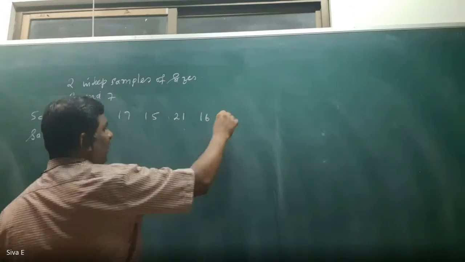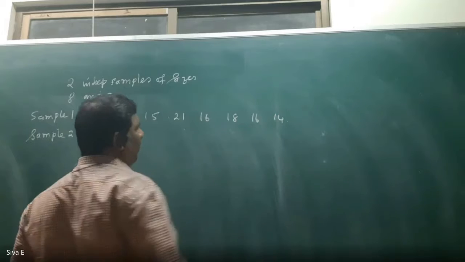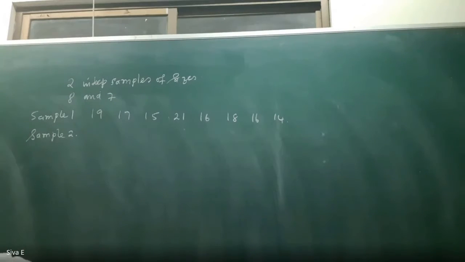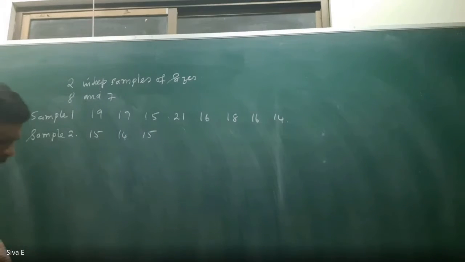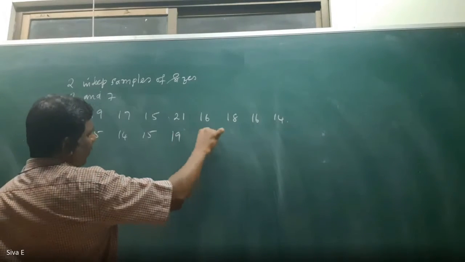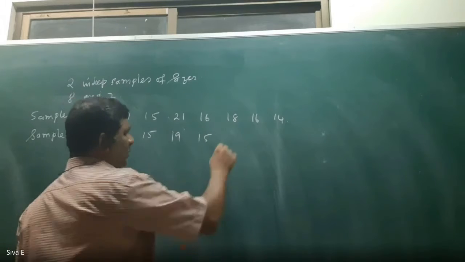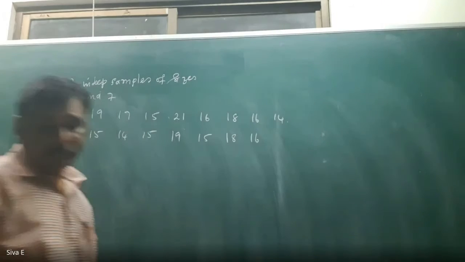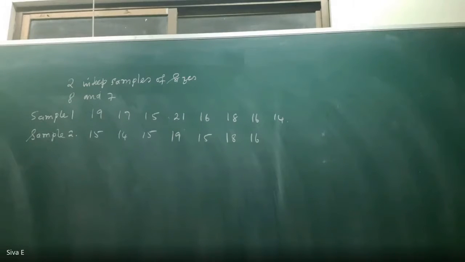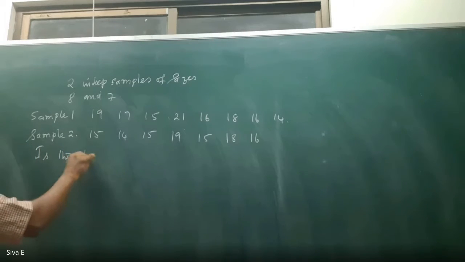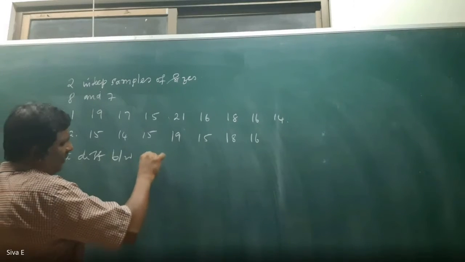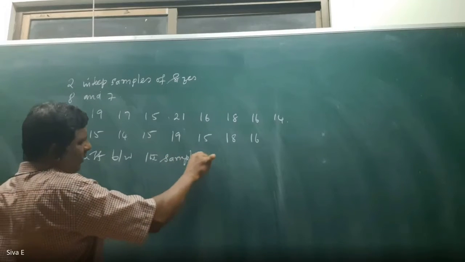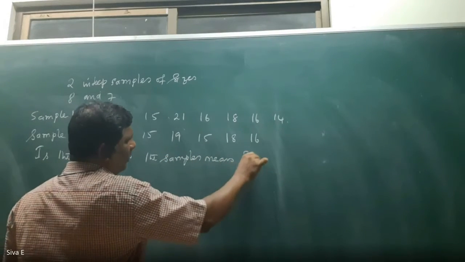18, 16, 14. 15, 14, 15. 19, 15. 18, 16. Is the difference between the sample means significant?